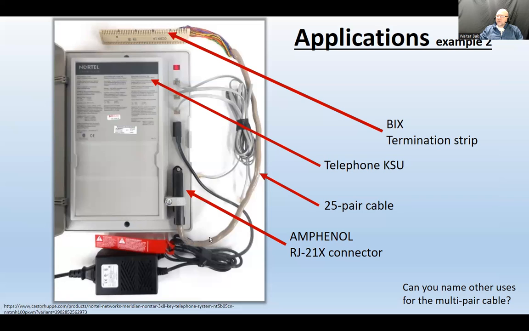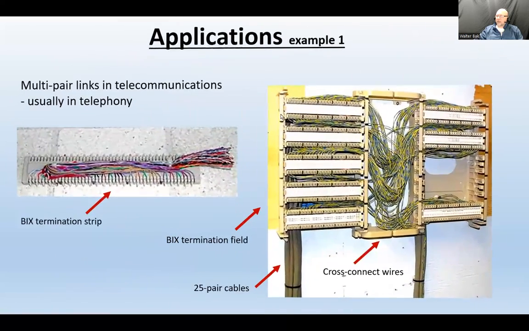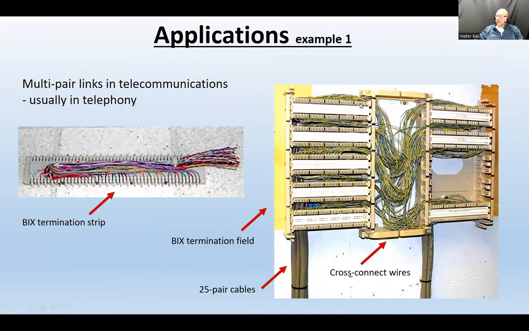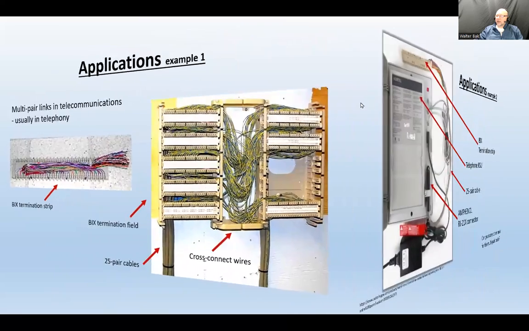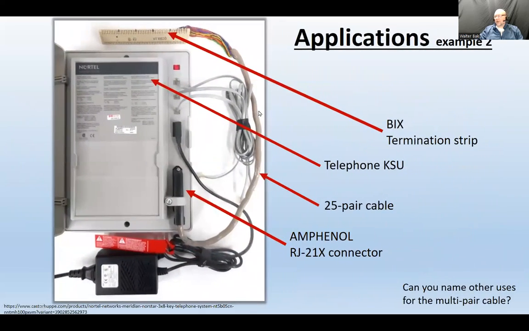And here's a 25 pair cable, and it's terminated on the BICS connector, so it can be inserted into one of those BICS fields and cross-connected to the wiring that is coming from the field, which is the rest of the building, where the telephone belongs. So that's how we use that also.